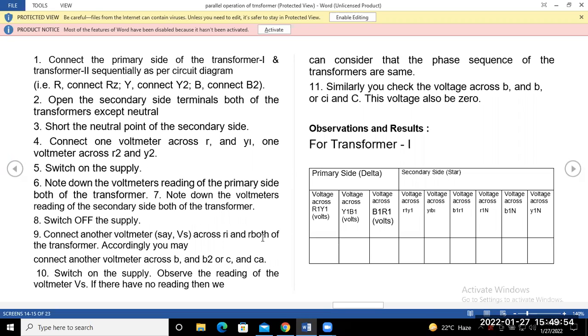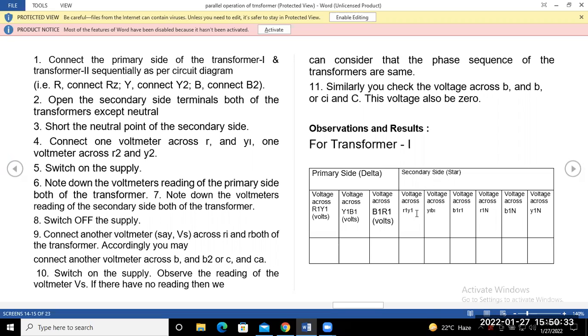Okay, switch on at the no load condition, and connect another voltmeter, say V2, across R1 and R of both transformers accordingly. Maybe connect another voltmeter across B and V2. Okay. So switch on the supply and observe the reading of the voltmeters. If they show no reading, then we can consider that the phase sequence of the transformers is the same. Similarly, you check the voltage across B1 and B, or C1 and C, and the voltage should also be 0.